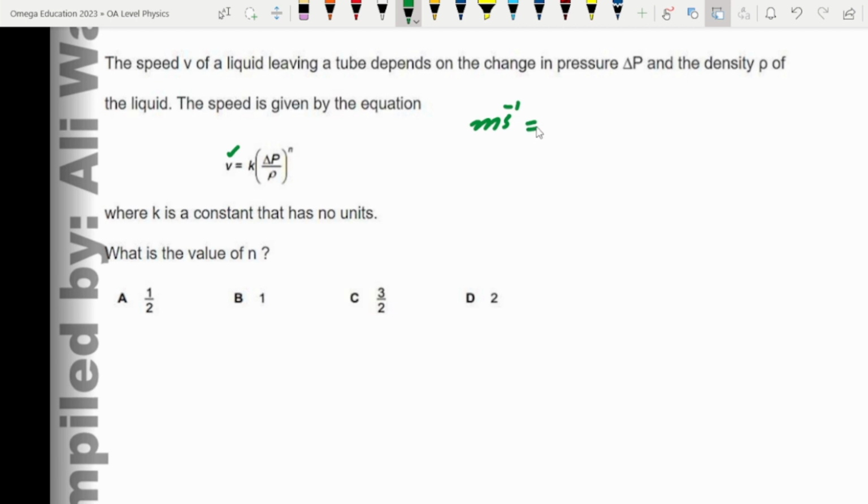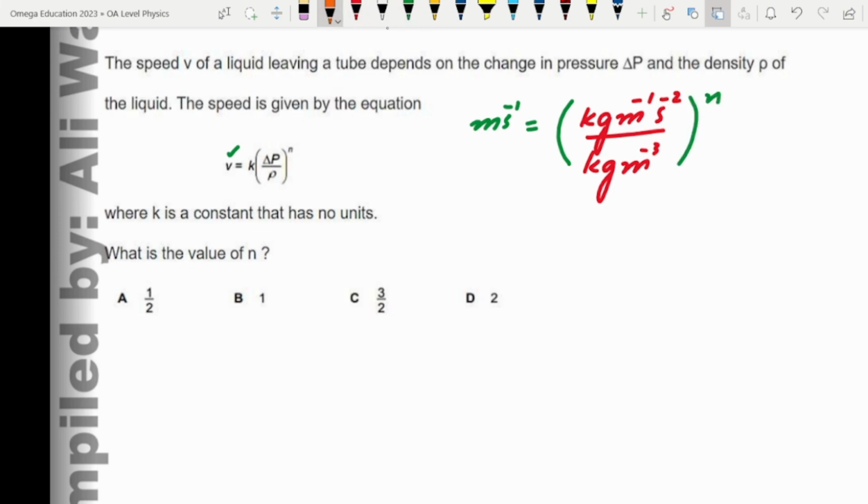That equals k, which is a constant and has no unit, so you forget about the k. Delta p is representing the pressure. For pressure, the base units, we did it already, are kg m minus 1 s minus 2. I explained pressure in the first lesson, in the first video. You can check out that one if you're not clear with this. Divided by rho, which stands for density. So density is kg m minus 3, kilogram per cubic meter. And this whole thing raised to the power n.